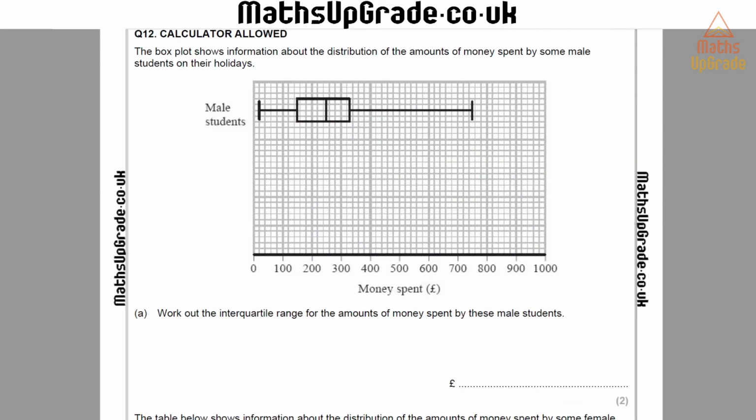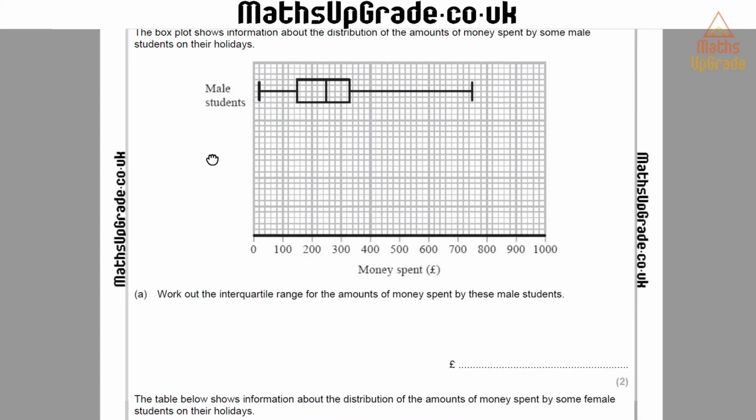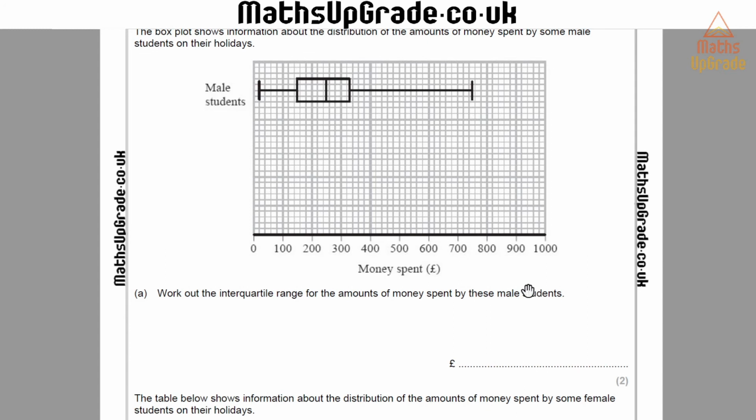In question 12, I'm given the box plot showing information about the distributions of the amounts of money spent by some male students on their holidays. I need to work out the interquartile range for the amounts of money spent by those male students for 2 marks. The interquartile range is just given by the difference from the lower quartile to the upper quartile. The upper quartile is 330, the lower quartile is 150. If you subtract those amounts, you get £182.